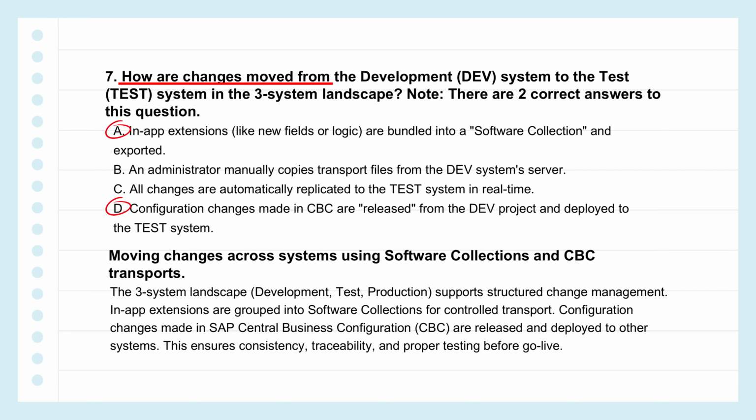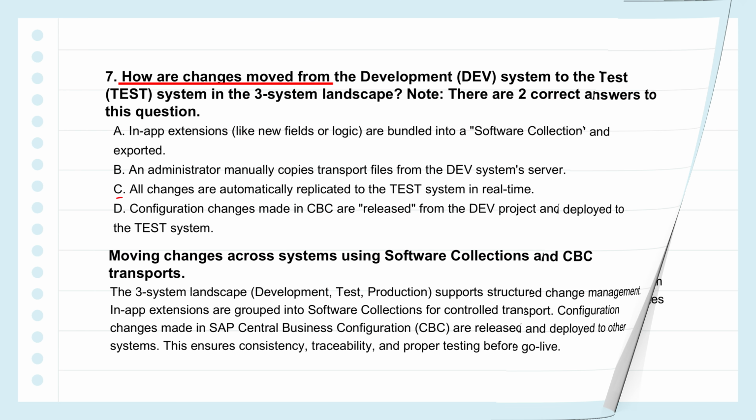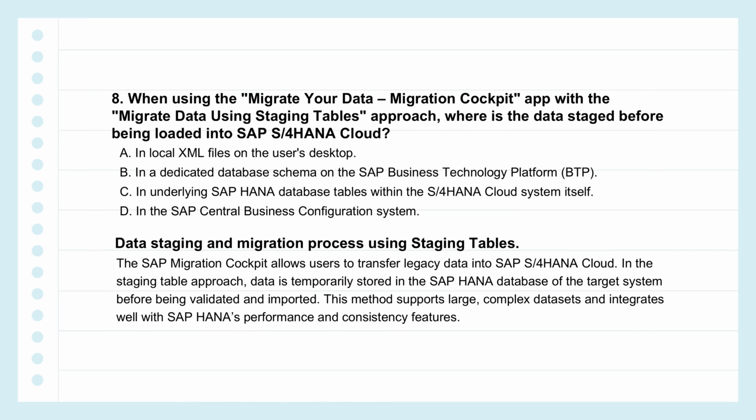Got it. Two distinct paths. Software collections for extensions, CBC release for configuration. Very clear. All right, let's pivot completely now. Data, specifically legacy data migration. A common tool is the Migrate Your Data Migration Cockpit app.